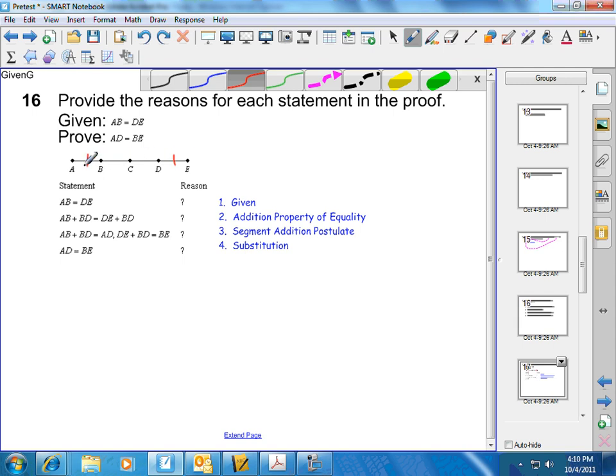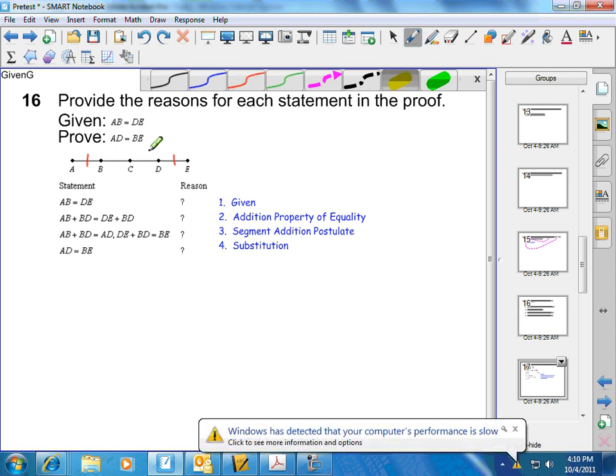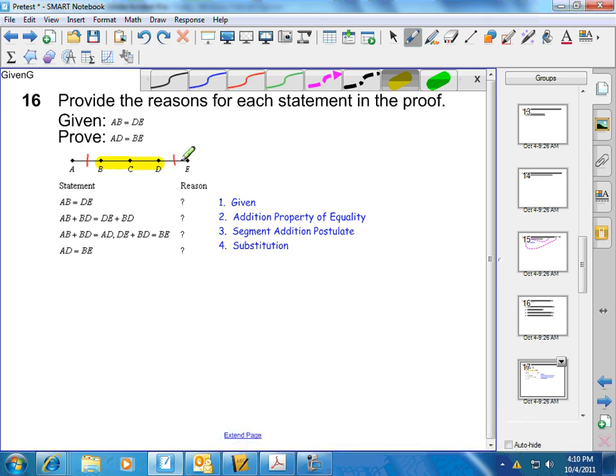So we know that segment AB and DE are congruent or equal in length. And when we talk about AD and BE, notice we're adding the same amount. We're adding BD to AB to make AD, and we're adding BD to DE to make BE. So we're adding the same amount to each segment, so obviously they're going to be equal. Okay, if I have $5 in my left hand and $5 in my right hand, and I put $2 more in each hand, then I'm still going to have the same amount.